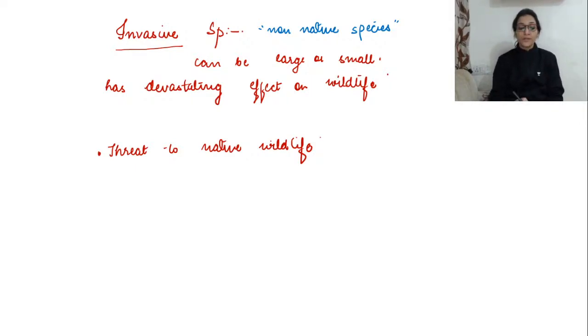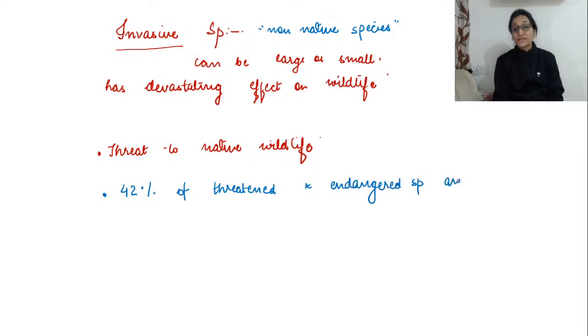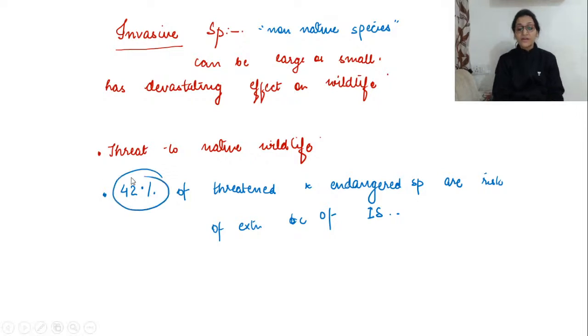Now approximately 42% of threatened or endangered species are at risk of extinction due to invasive species. Can you imagine this? That 42% of threatened and endangered species are at risk of extinction because of the invasive species. So can you imagine that invasive species are a major threat for extinction?